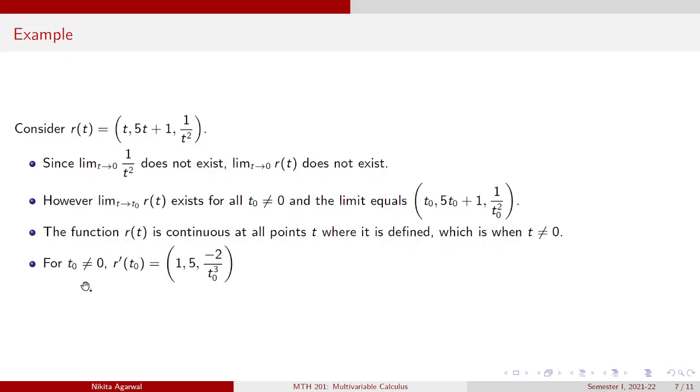And when t naught is non-zero, we can easily compute that r prime t naught is given by (1, 5, minus 2 by t naught cube). Again, this makes sense when t naught is non-zero. So t equal to 0, because it's not even in the domain of r, we don't really talk about it, but we can still talk about limits, right?